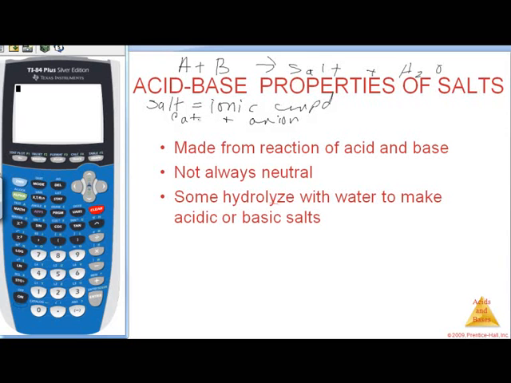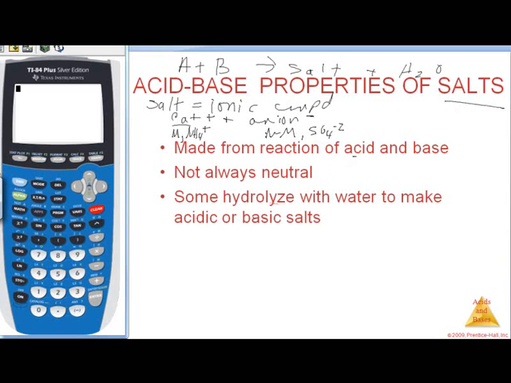Cation being positive, that's why it's a cat, and an anion being negative, right? Cations are metals, or polyatomic ions that are positively charged, and the one we're familiar with is ammonium. Anions are either a nonmetal like chlorine or a polyatomic ion that is negatively charged, right? So ionic compounds are salts. So they're made from the reaction of acids and base. They are not always neutral, contrary to what you might believe.